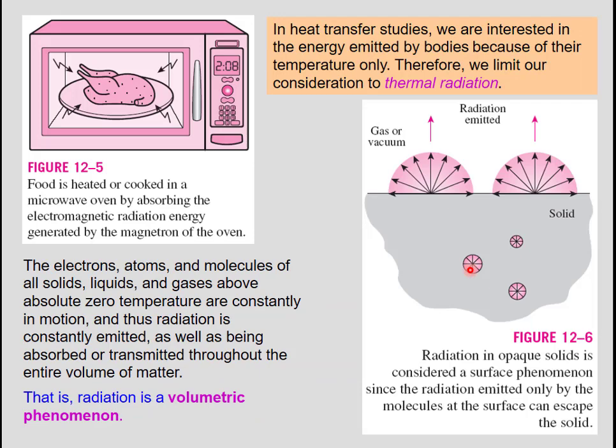And we use this concept, this radiation or thermal radiation, in some daily applications. As you can see here, this is a microwave oven. Food is heated or cooked in a microwave oven by absorbing the electromagnetic radiation energy, which is generated by a magnetron of the oven. This is one real application of this thermal radiation.